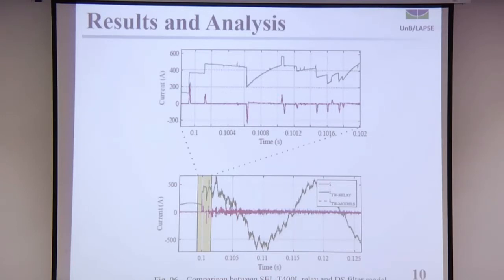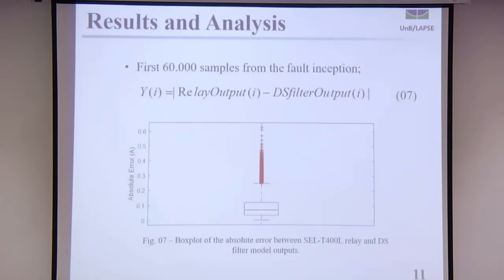DS filter. And figure 7 was used in this paper to show a box plot of the absolute error calculated by 7 between the cell T400L relay and the DS filter model outputs in the first 60,000 samples from the fault inception time. And in the figure, we can clearly see that the major part of the errors are around 0.1 primary amperes. We can see that's not secondary amperes, it's primary amperes, which means that the DS filter works accurately compared to the DS filter in a real-world relay.